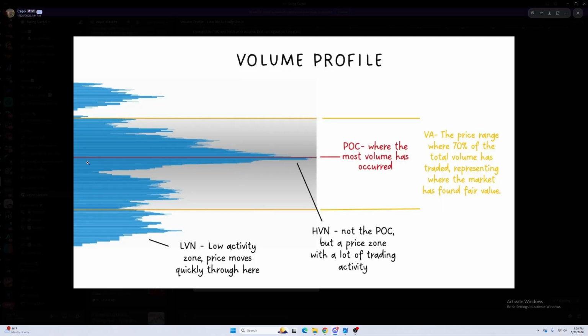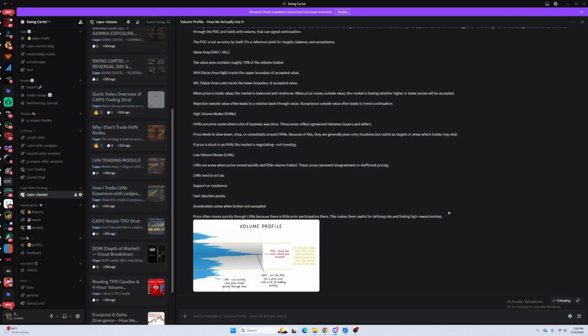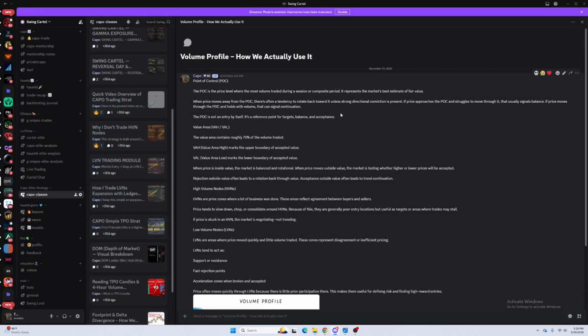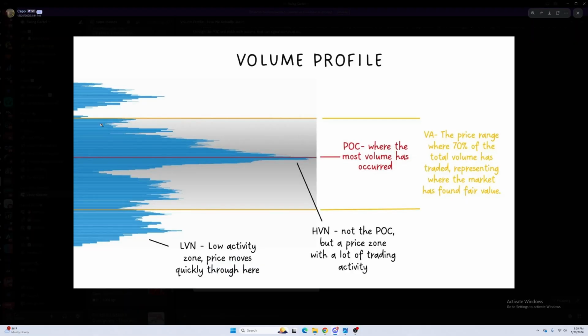It's often combined with a high volume node, right? Because a high volume node is a zone of volume, I would say. It's like the climax of the volume profile, right? So let's say you want to visualize this.